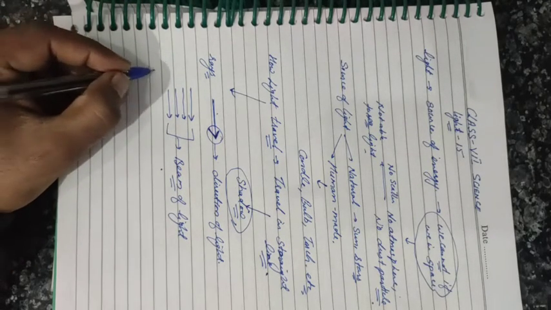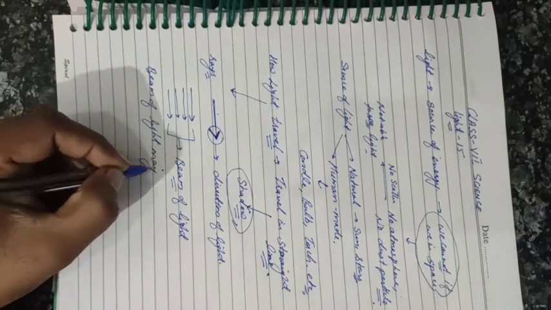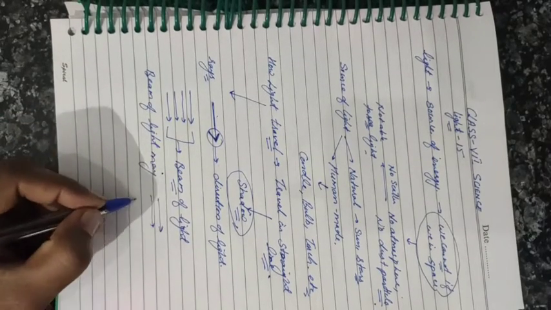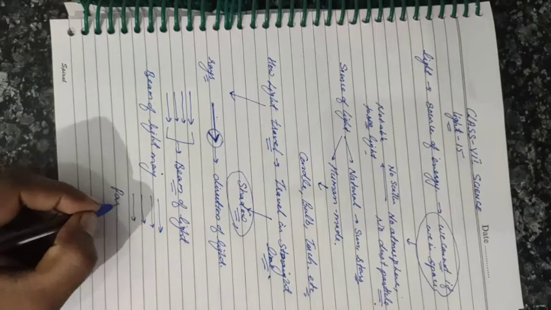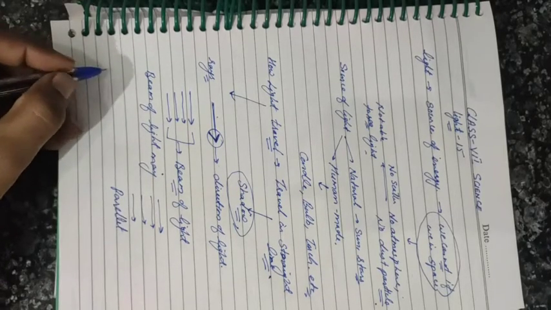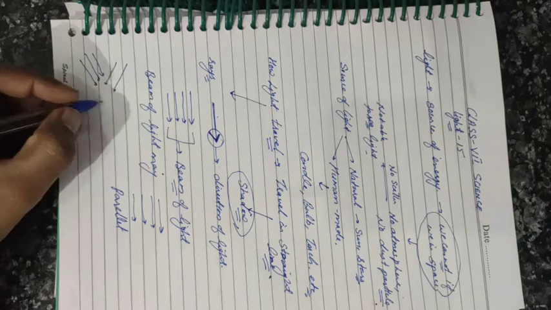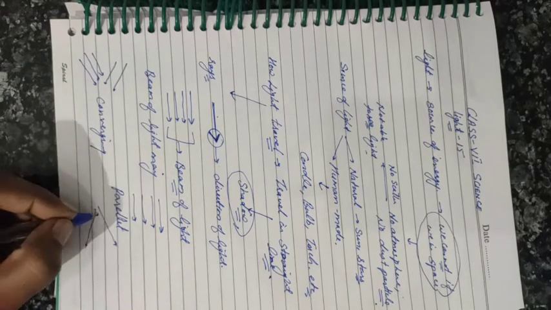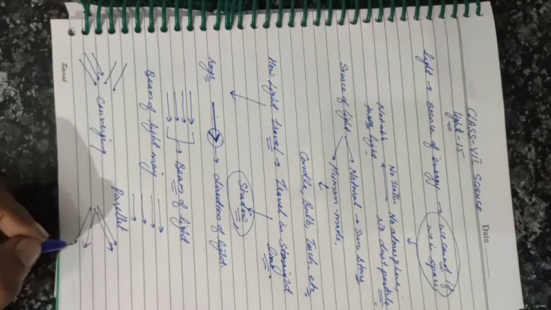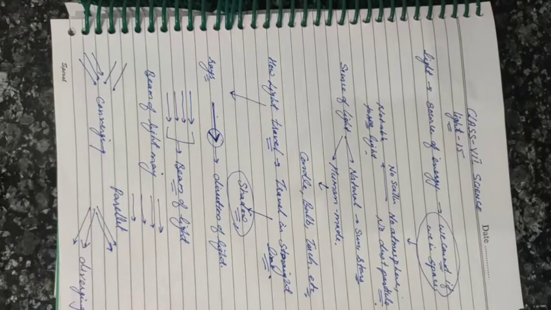Now, this beam of light may be parallel to each other, they may be converging to each other, and they may be divergent or diverging from each other. So like this, a beam of light travels.